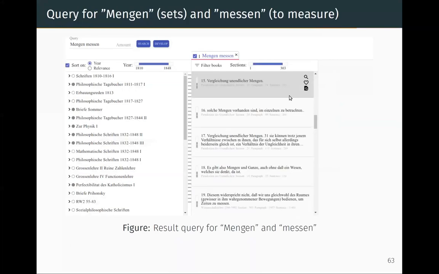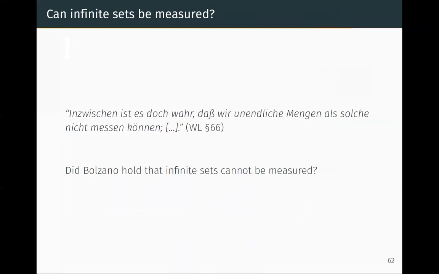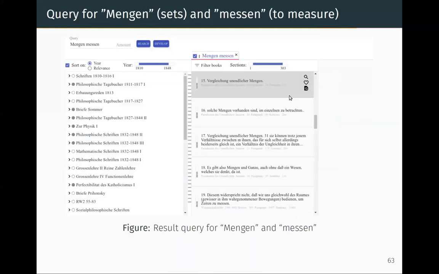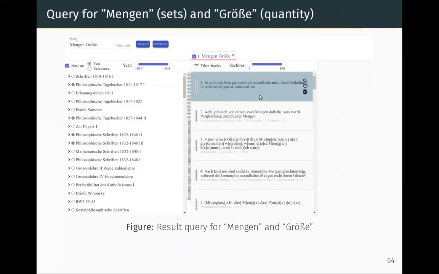But in the passage that we started with, it seemed that he was measuring infinite sets. So how is that possible? Now we want to know whether, according to Bolzano, we can measure infinite sets. So again, we make queries for sets and to measure, and for sets and to quantity.